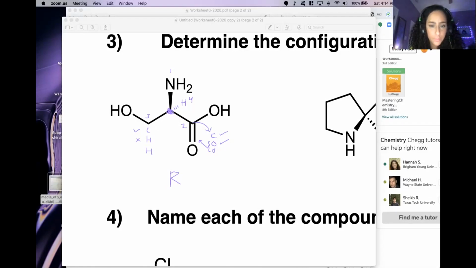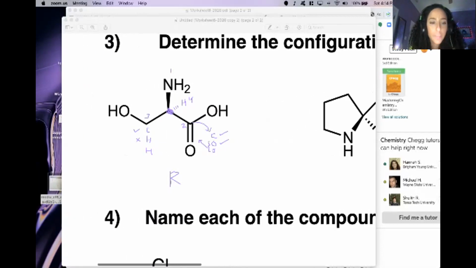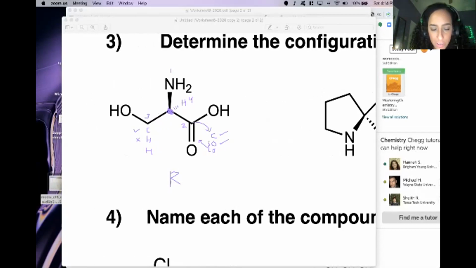So could the dotted H that you have, could it have been on the left side? Yeah, it's just where I drew it. Okay, cool.